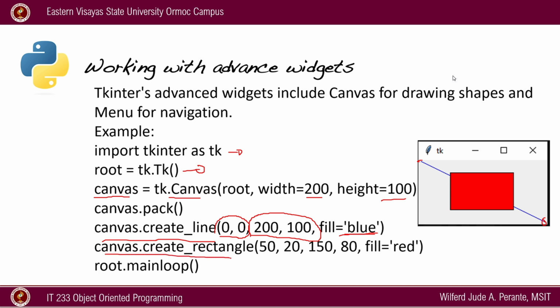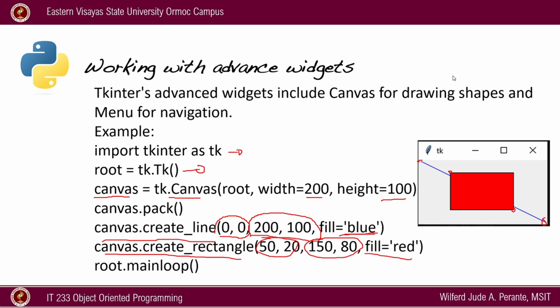So again, we create another canvas item which is a rectangle. This rectangle's top left corner will start here from a value of 50 and 20, going to the bottom right corner, to here, a value of 150 and 80, filled with a red color.